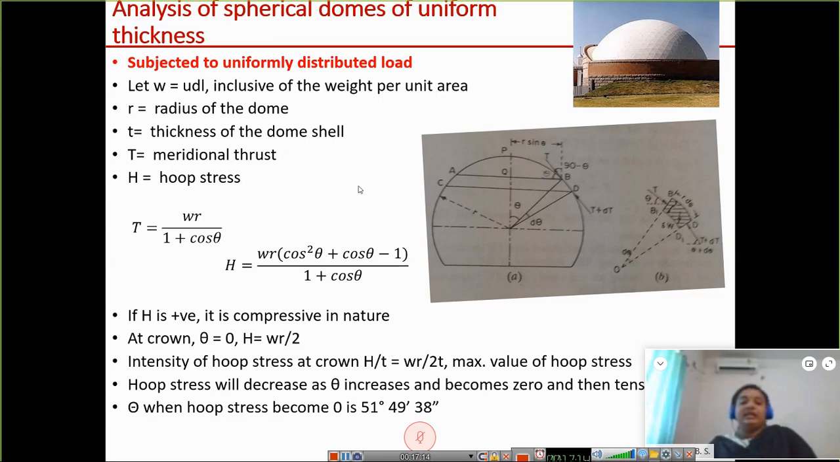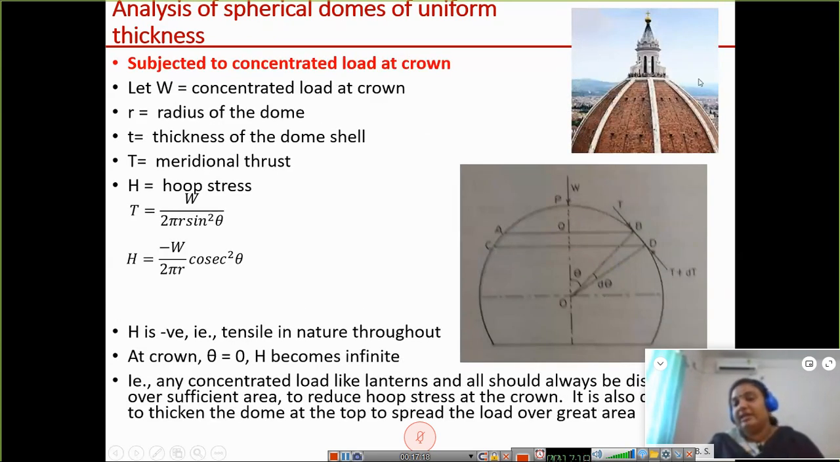Now, the second case, this is a practical situation. Like in a church, you have a cross coming on top of that, or in a dome of a mosque, there is a structure on top of that. So it is actually similar to a dome subjected to a concentrated load at the crown.